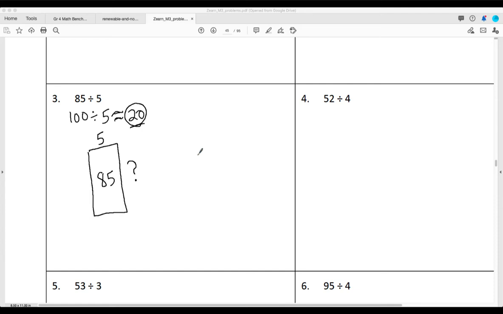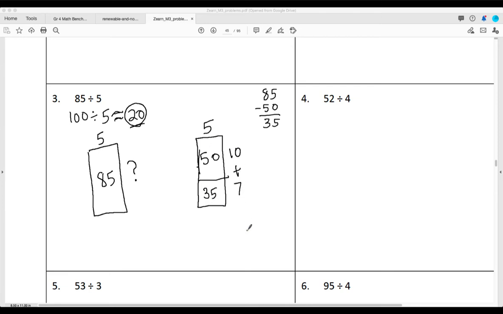All right, let's figure out how to break this number up. So I'm just going to redraw this area model. And remember, what I put inside has to be equal to 85. I'm dividing by 5. What is a good way to break this up? Well, let's just do 50. 85 minus 50 leaves me with 35. So let's do 50 and 35. Those are both multiples of 5, and I can easily do 50 divided by 5 and 35 divided by 5. 50 divided by 5 would be 10, and 35 divided by 5 would be 7.